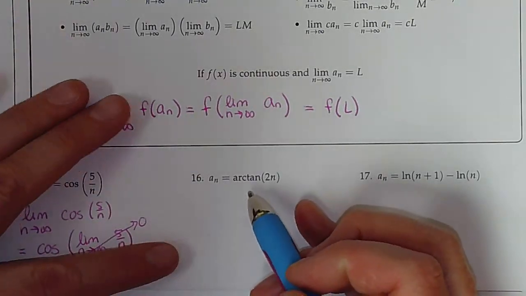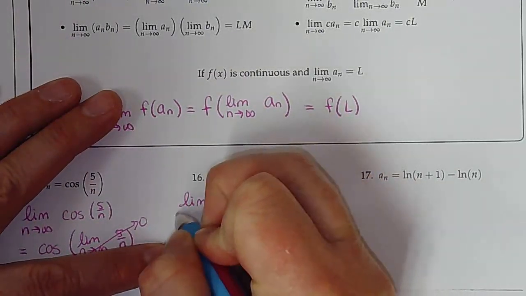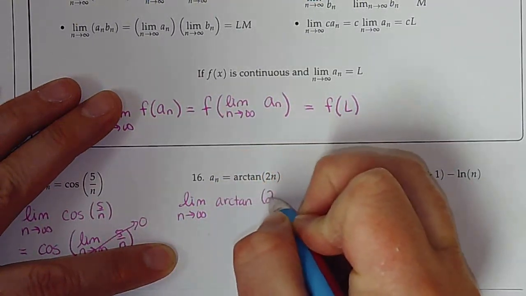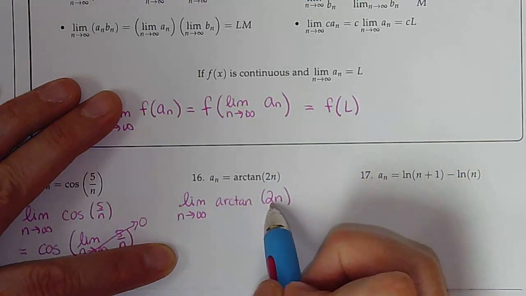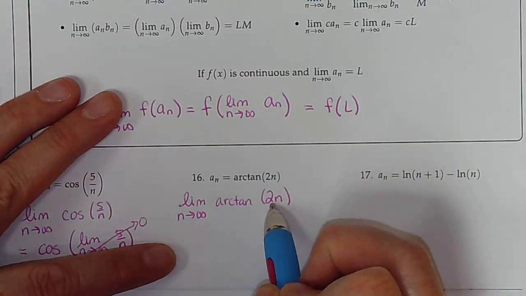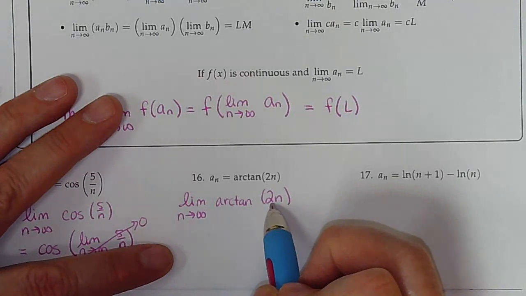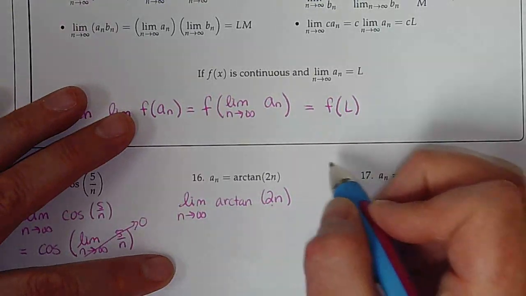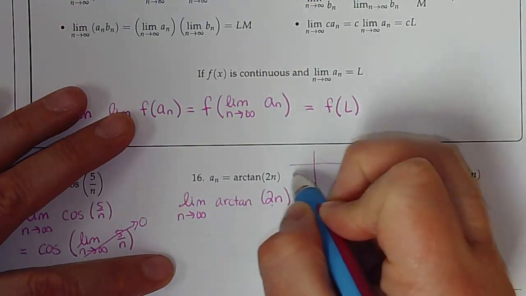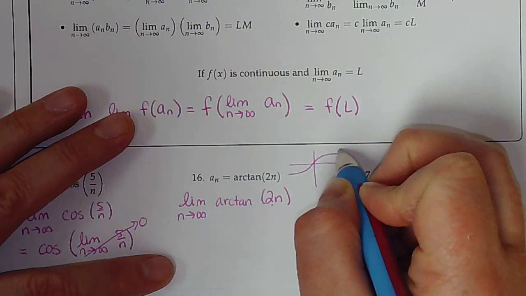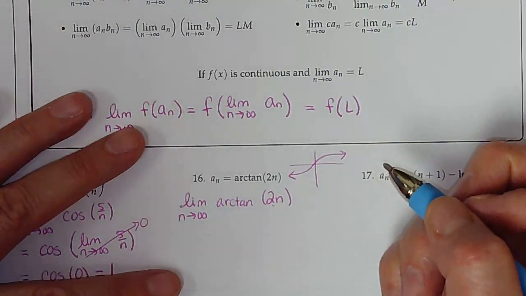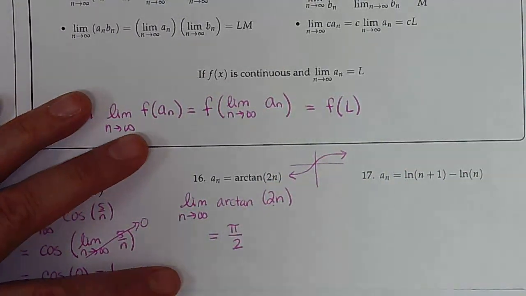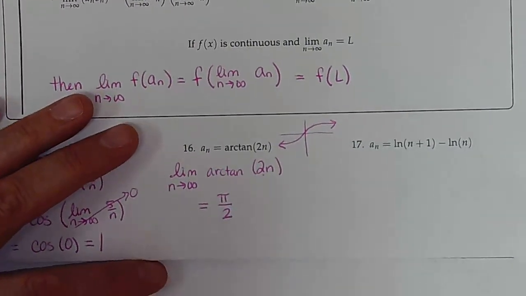All right, the next one is arctan. I'm looking at the limit as n goes to infinity of arctan of 2n. If I bring this limit inside, this is basically just going to infinity. So I need to know, what does arctan do as n gets really, really big? If we remember, the graph of arctan is going to look something like this. It's going to have an asymptote there at pi over 2. So we know that sequence has a limit of pi over 2.